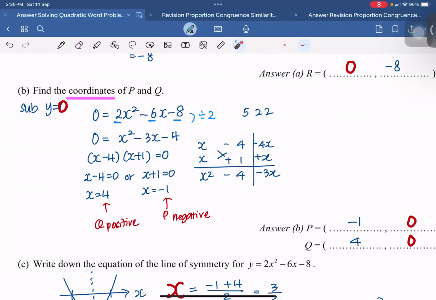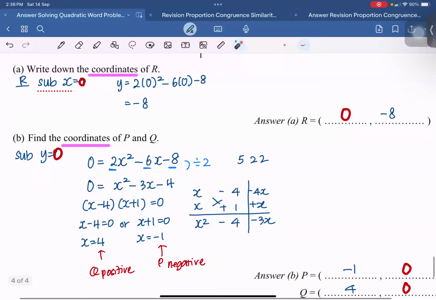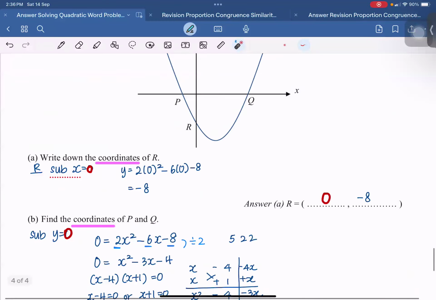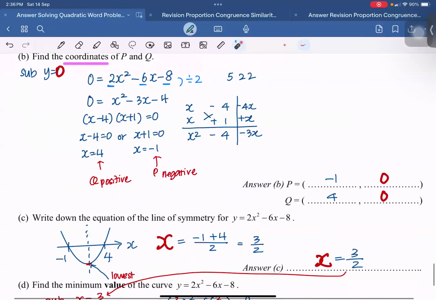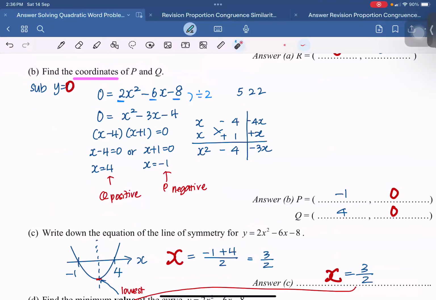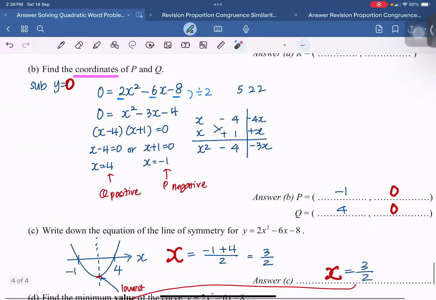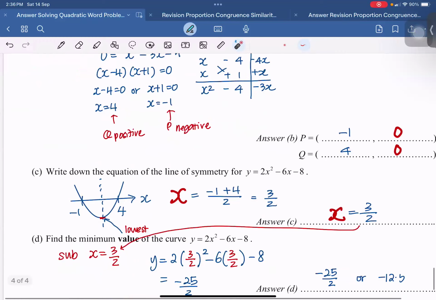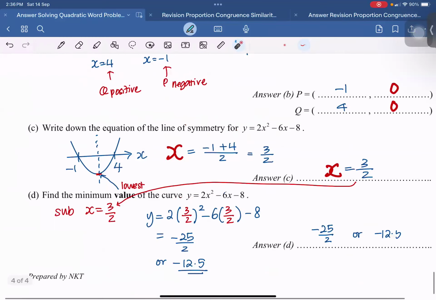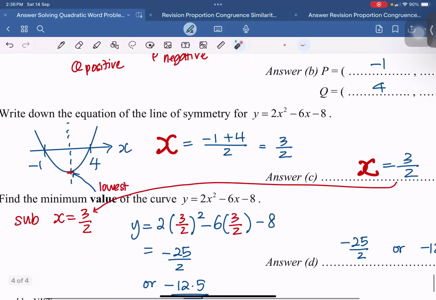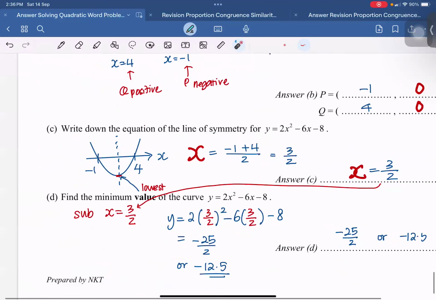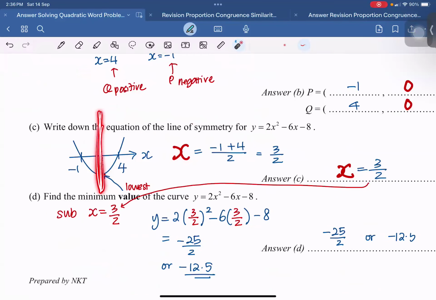If they test this kind of question, Sec 4 also will test this kind of question. You'll see the same thing again. So it's very common, you must know. Then now, next one. What is the equation of the line of symmetry? The line of symmetry is the line that cuts in the middle, right? In the middle.